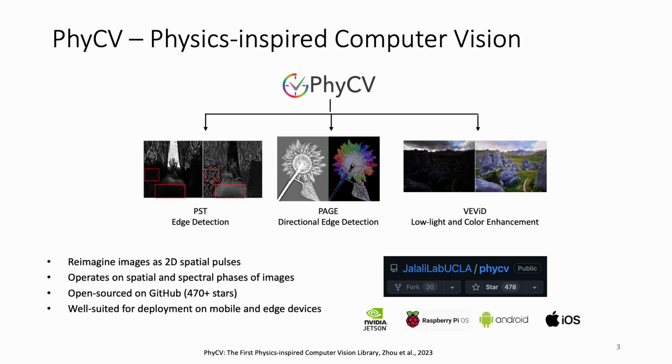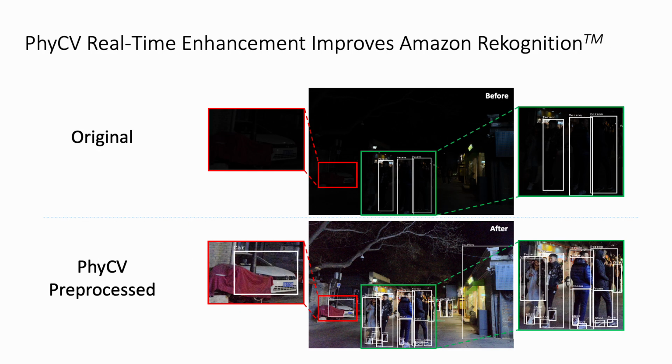PhyCV is open source on GitHub, where it has garnered a considerable amount of interest from developers, researchers, and industry alike. Because of its compatibility with mobile and edge devices, as well as platforms like NVIDIA Jetson and Raspberry Pi, PhyCV provides a practical route to deploy physics-inspired algorithms with real-time capability. In addition to being useful as a standalone method, these physics-inspired algorithms can be combined with existing machine learning and AI frameworks to deliver more robust and generalizable solutions.